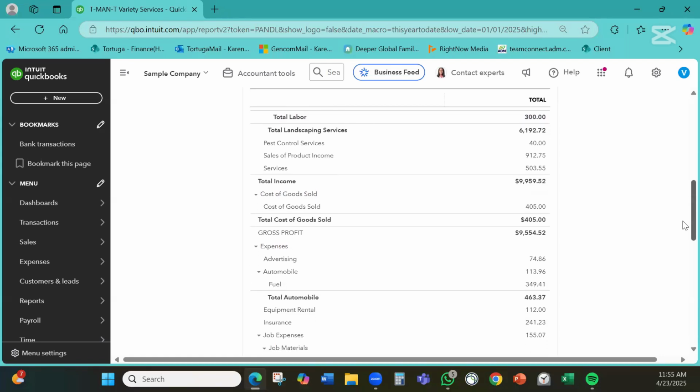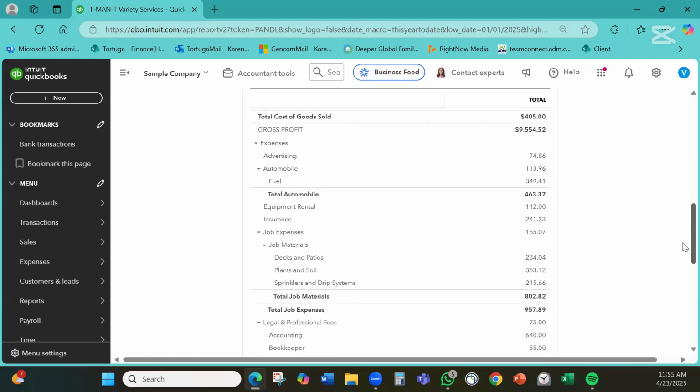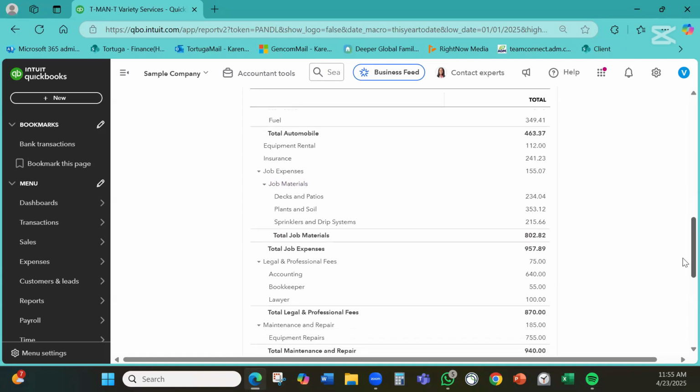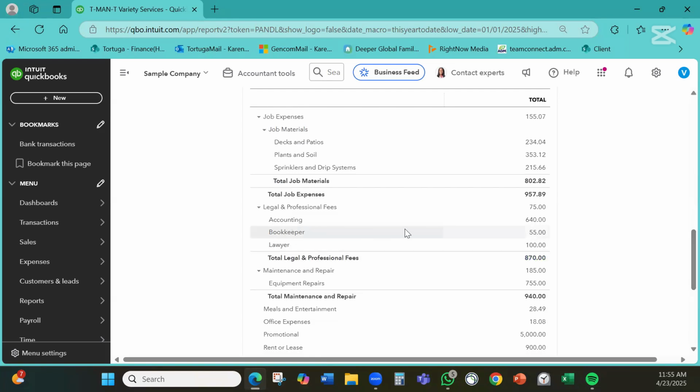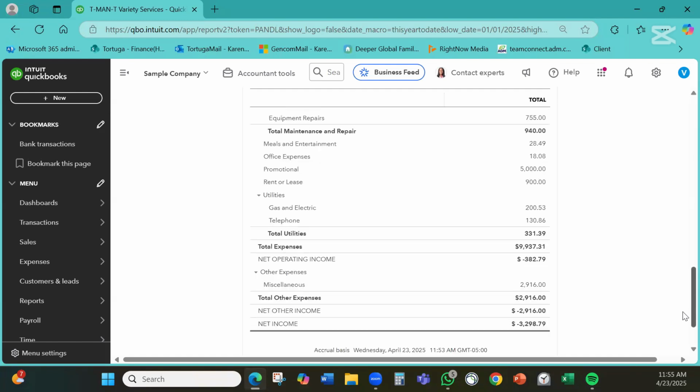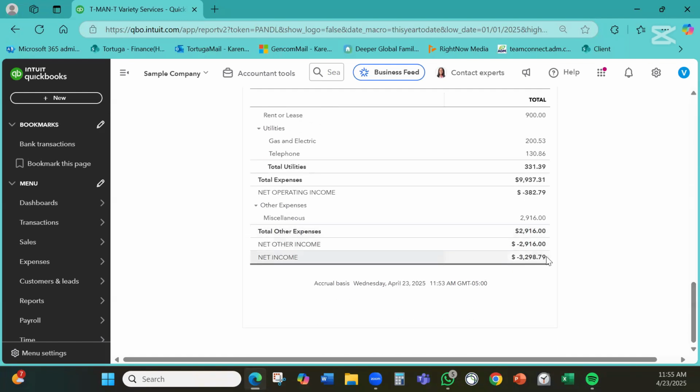All right, and then you come down here now and you see all the other expenses coming down, the advertising and the fuel and rental of equipment, accounting services, legal services, and all of those things. You see coming down here, and at the end of the day, you see that the company is making a loss.